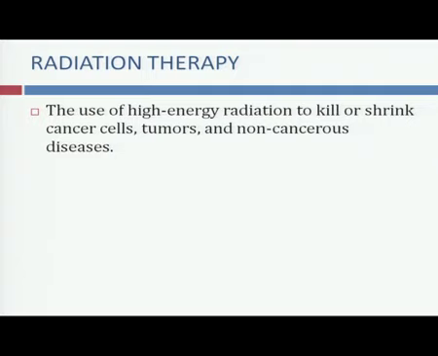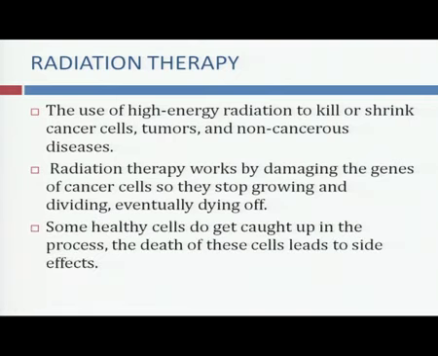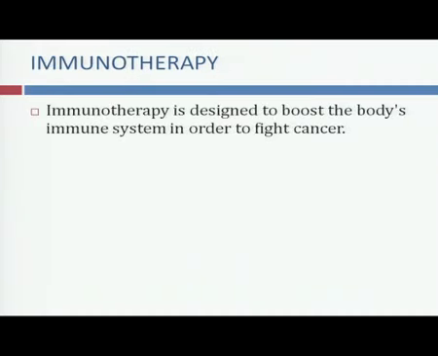Chemotherapy makes use of drugs that can kill the cancer cells, and radiation therapy makes use of high energy radiations to kill or shrink the cancer cells. But these therapies can also damage the normal cells, which can lead to side effects. Immunotherapy: we had said earlier that the immune system can help to kill the cancer cell. In immunotherapy, the body's immune system is given a boost in order to be able to fight the cancers.